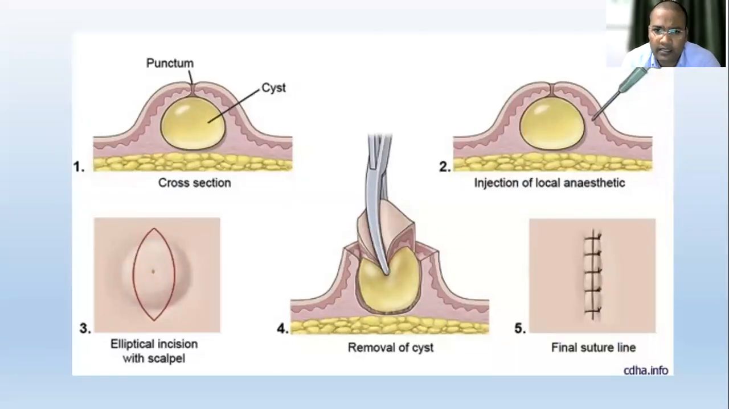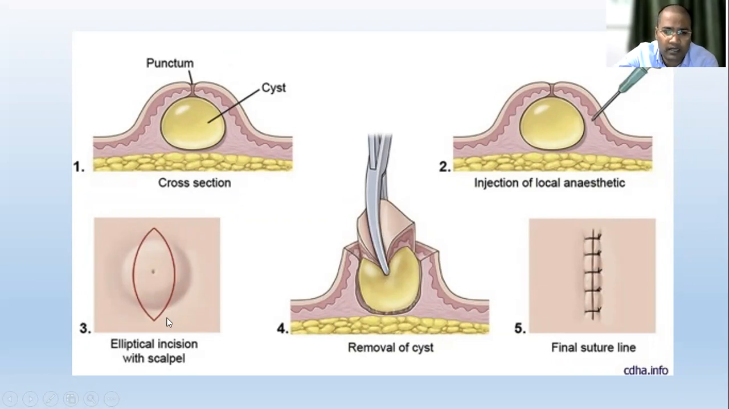First you have to do the anesthesia. Usually local anesthesia is sufficient. You have to block from all around. Once the local anesthesia effect is there, then give an elliptical incision around the punctum. This is the punctum. You must give an elliptical incision and hold this skin with the artery forceps. Do not hold the cyst, hold the skin.